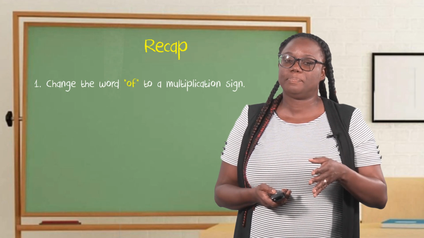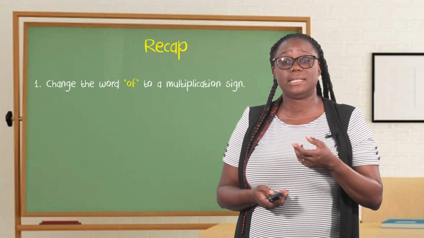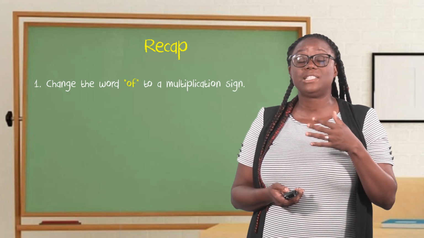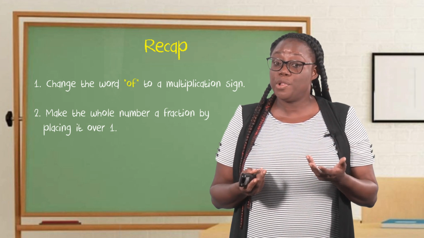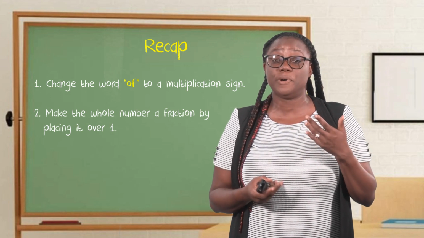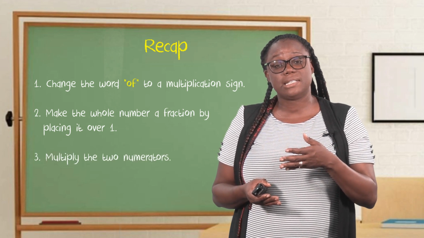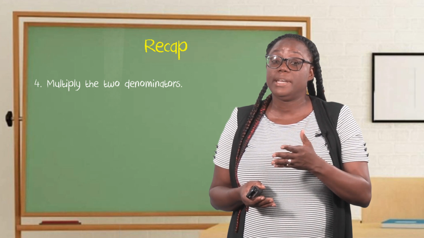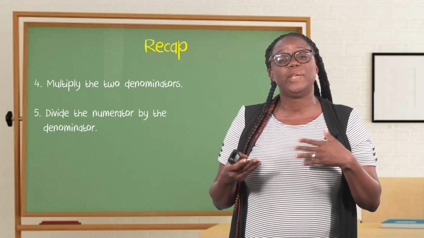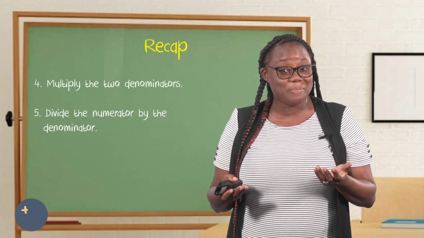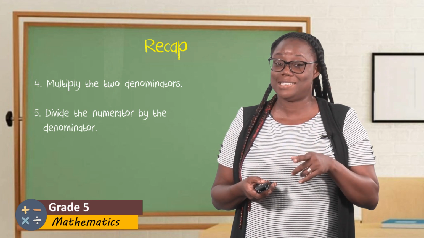Now, let's recap. Remember, when finding fractions of quantities, the word "of" is changed to a multiplication sign. You make the whole number a fraction by putting it over 1. We multiply the two numerators, then multiply the two denominators, and then we divide the numerator by the denominator, and we have our answer. Pretty simple, right, boys and girls? Yes. I know that you would have learned quite a lot today.